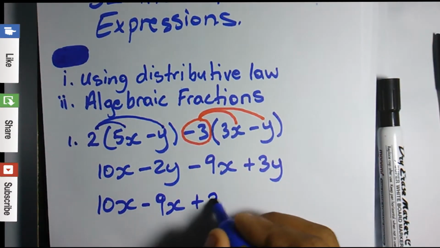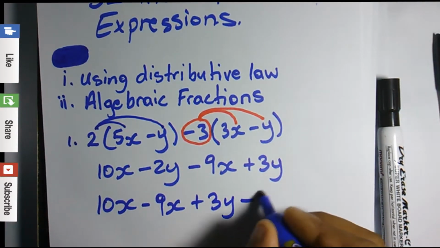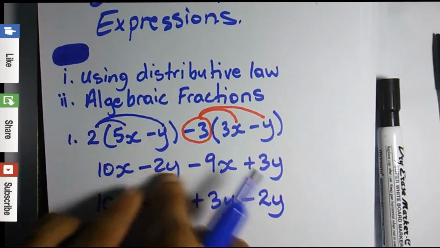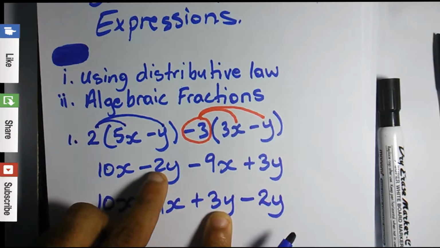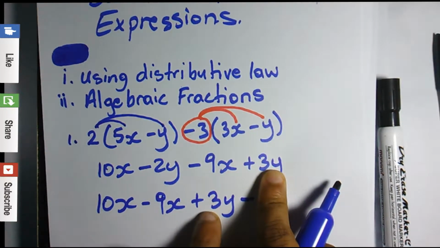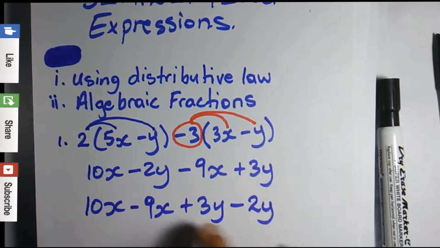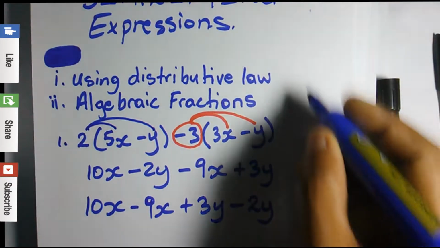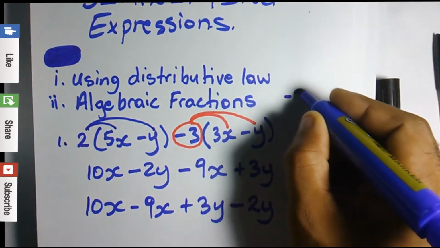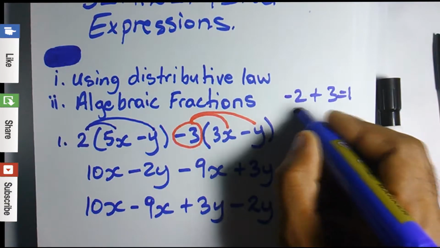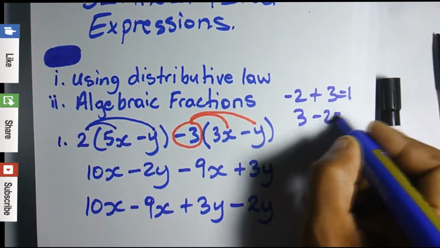plus 3y minus 2y. Now, right here we could have put the negative 2y first, then put the positive 3y afterwards, but for some reason students tend to mix up these numbers. If we had minus 2 plus 3 that will give us positive 1. 3 minus 2 is still positive 1.